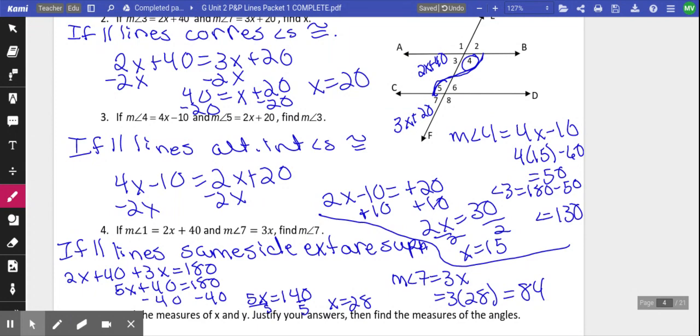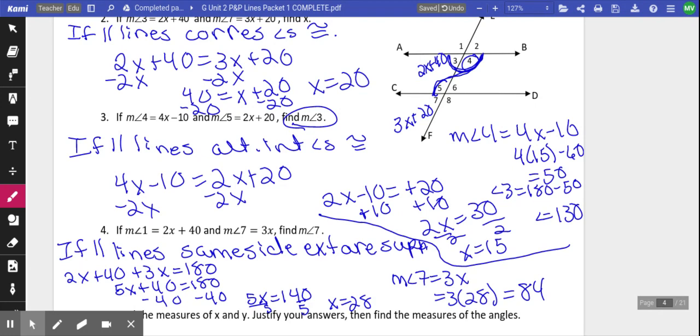They then want me to find angle 3. Well, angle 3 and 4 make a linear pair, so they are supplementary. So I find 4 by substituting 15 in. So I do 4 times 15 minus 10, and I find out that 4 is 50. So that means 3 is 180 minus 50, so it's 130.